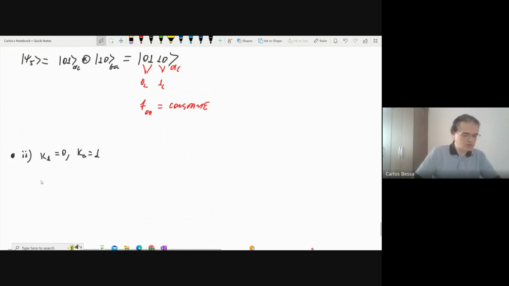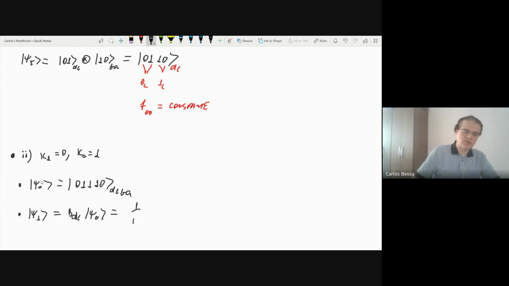If we do the same procedure, again psi 0 is just the initial state. This will never change. DCBA. Psi 1 is when we apply the beam splitter to psi 0, which will give this: 0, 1 plus 1, 0, DC times 1, 0, BA.